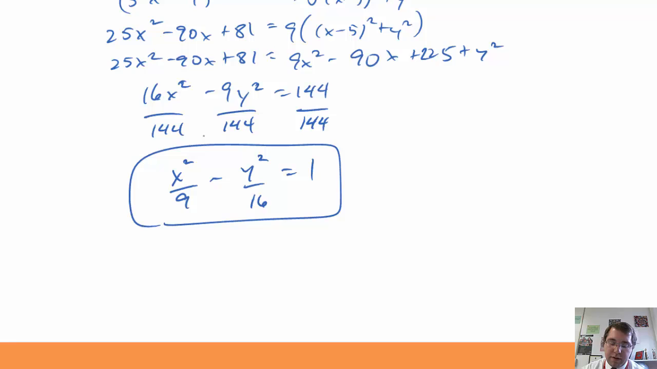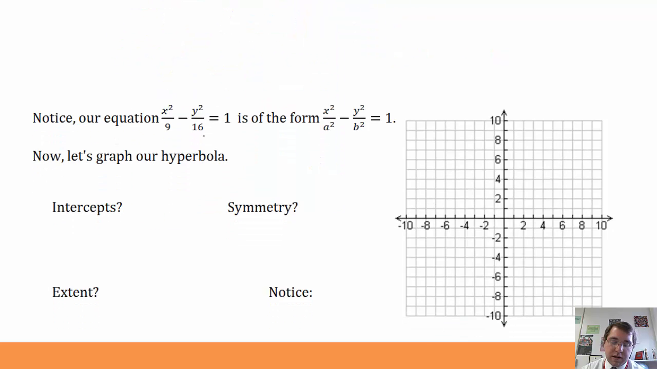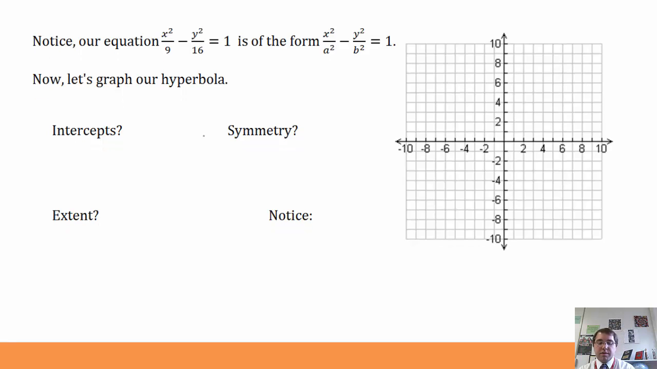But first, let's graph this. Notice that our equation x squared over 9 minus y squared over 16 equals 1 is of the form x squared over a squared minus y squared over b squared equals 1. So we've got a's and b's like we did with ellipses. The difference is, here, there's a minus in the middle. The ellipse had a plus. That's the key. Now let's graph our hyperbola.